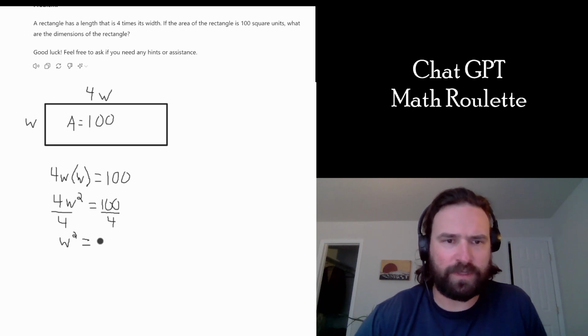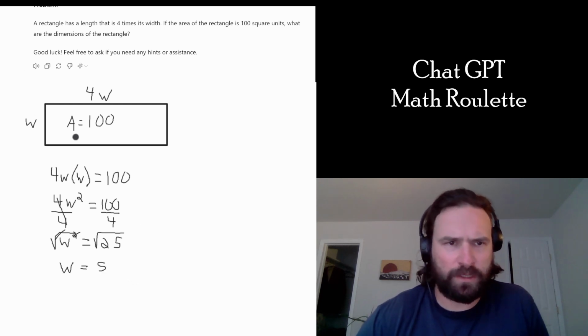So now we have w squared equals, because the 4 cancels here, w squared is going to equal 25. And the last thing we have to do is get rid of this squared. How you do that is to square root it, which is just going to cancel out the squared. What we do to one side, we have to do to the other side. So w is going to equal 5. And that's our answer to that one.